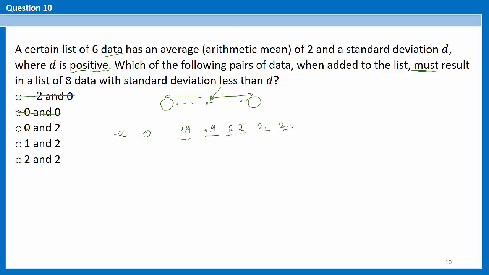0 and 2, I mean 2 is adding to the average, but 0 is making the standard deviation bigger. Okay, so not 1 and 2. Again, 1 could be here, and that is also further from the original average, making the standard deviation bigger. So only 2 and 2.